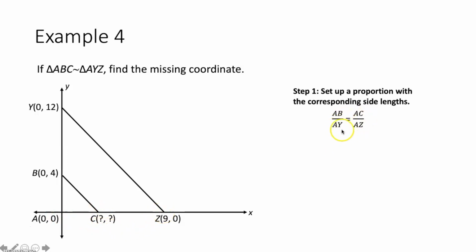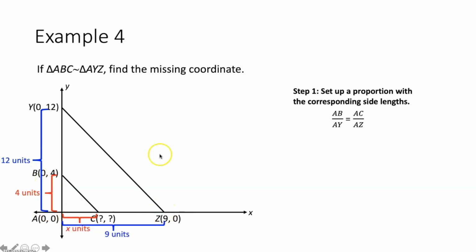So now we just have to plug in what each of these measures are equal to. The measure of segment AB would be this distance right here, which we're going along the y-axis, meaning it's going to be the distance between y values. So from 0 to 4, that means that this distance, the measure of segment AB, has to be 4 units. The measure of segment AY, again, we are going along the y-axis, so it's going to be the distance between the y values. So it would be 12 units from point A to point Y. For AC, that's what we're trying to find, so we're just going to call that x. And then the measure of segment AZ would be the distance along the x-axis, so it would be the difference between the x values here. So 0 minus 9, that's just going to be 9 units.